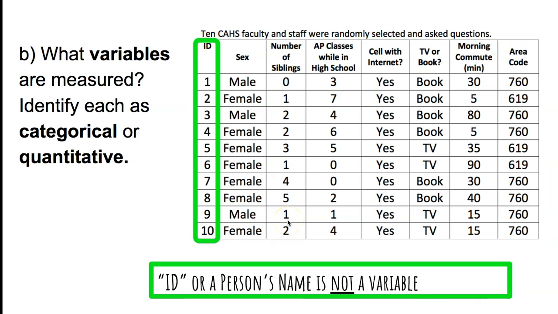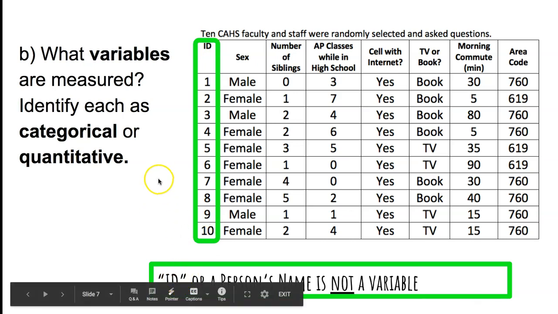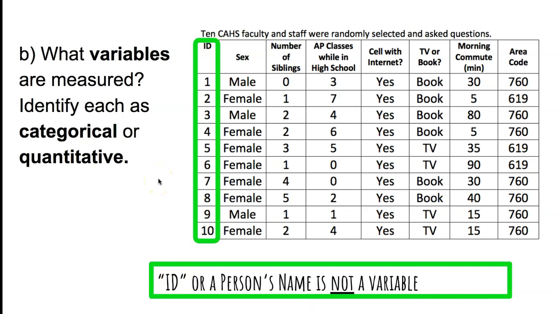And the last one I want to mention is this one, the identification number, the ID. An ID or a person's name is not a variable at all. This is a number that I assign to them. All this other information are questions that I could ask a person. An ID is a number that just helps me organize the data. It's not really a variable that we're measuring.